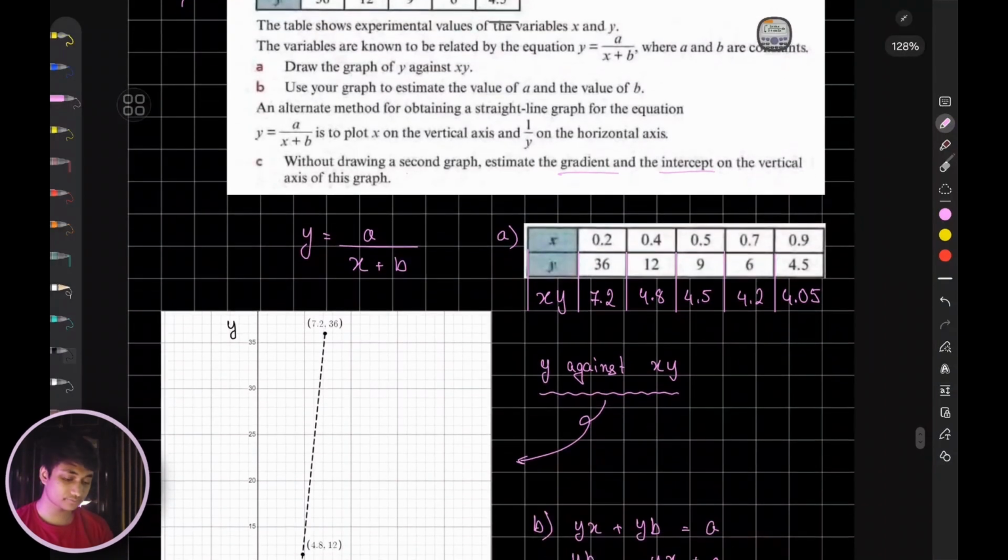Anyways, so that is how you find the line. You have to plot it. And part B is asking you, use your graph to estimate the value of A and the value of B. So again, you have to linearize this formula.